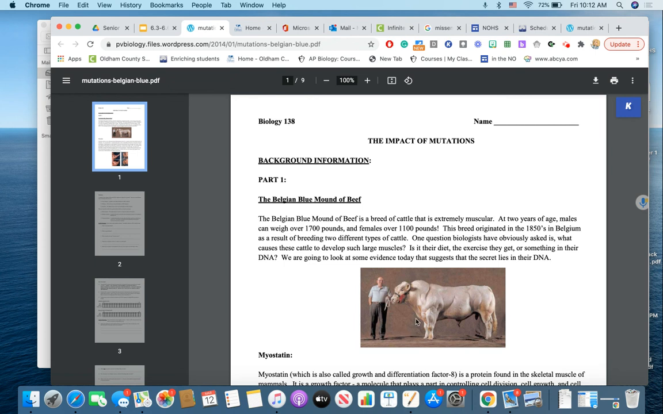And so in looking at mutations and their impact, we're now going to do a little bit of practice. And so the paper that I want for you to get for the practice here is the one that has the big muscular cow on the front of it. This is a Belgian blue mound cow. And this cow specifically has a mutation in the gene that codes for the protein called myostatin. And because they have this mutation, they are able to put on incredible muscle mass, and they look like these huge, beefy, bulky cows.